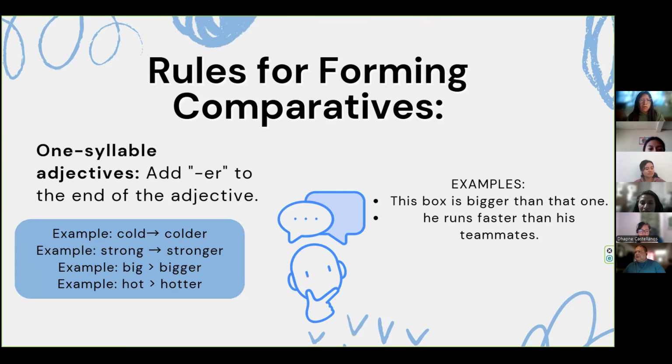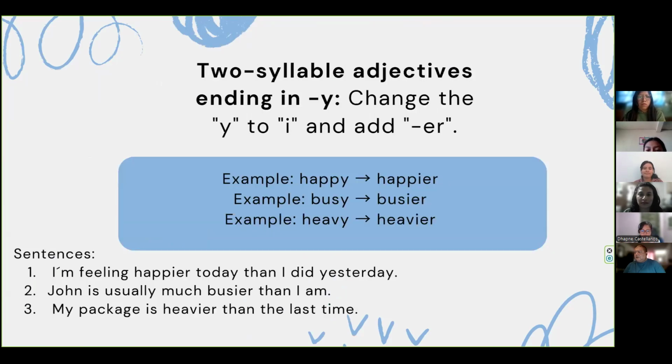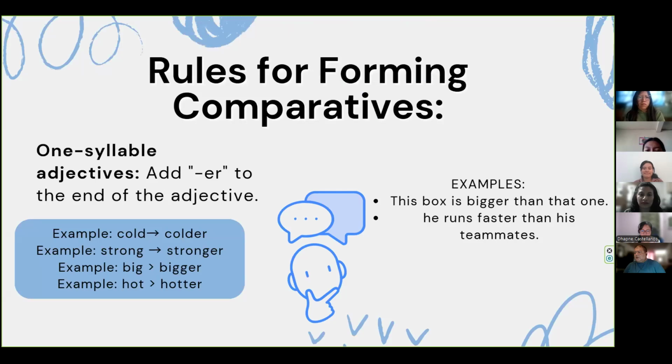One-syllable adjectives. When we have an adjective that is formed of one syllable, for example, cold, strong, big, and hot, we just add er. Cold, colder, strong, stronger. But when we have a CVC word, we double the last letter. That we see in big, bigger, hot, hotter. Then we have some examples, and this box is bigger than that one. We compare this box with the next one.